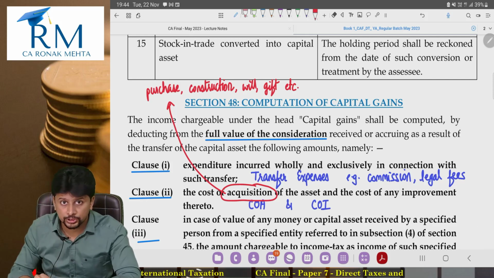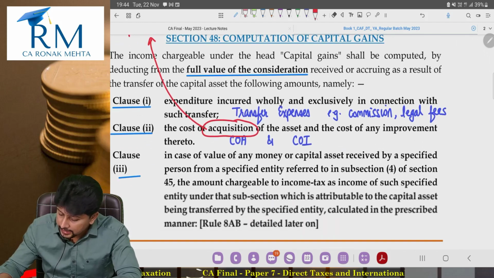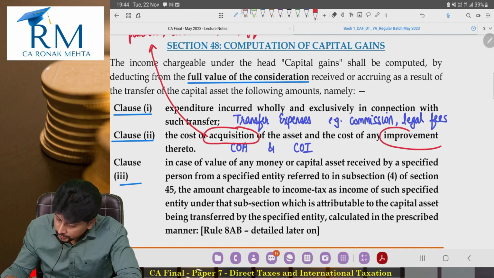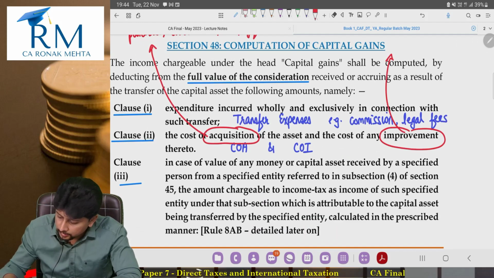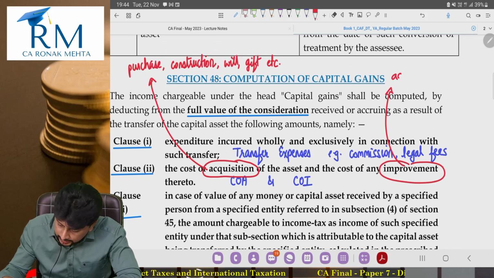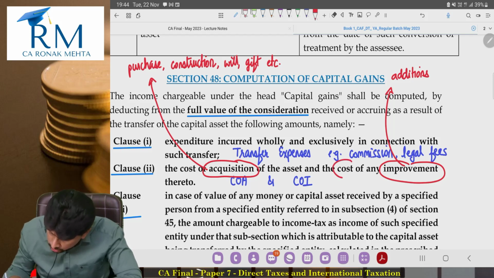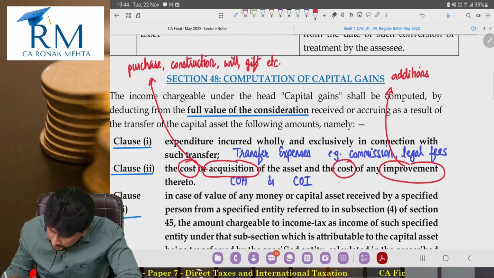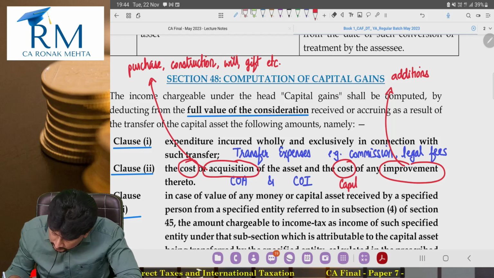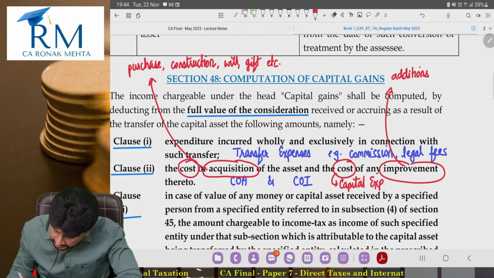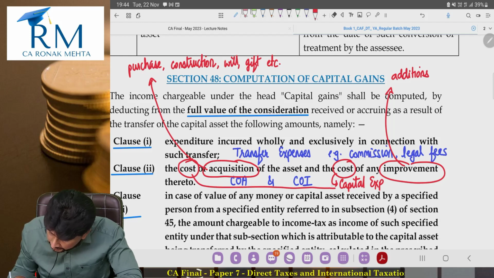Cost of acquisition and cost of any improvement. So improvement meaning you are making any changes, you are making any addition to the capital asset. Of course, when I write the word cost, in this chapter I don't mean revenue expenses. In this chapter obviously I mean capital expense only. The chapter is capital gains, so capital type of expenses are covered.